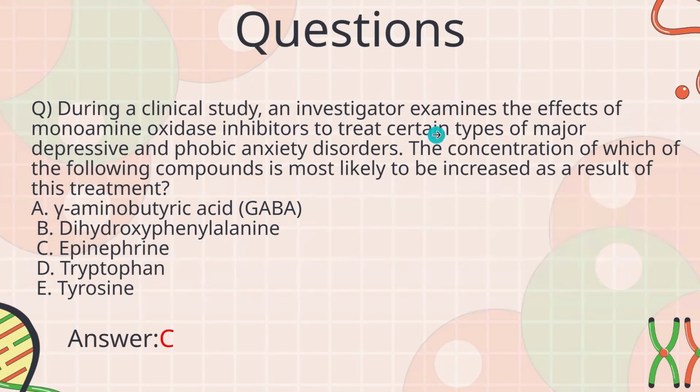Monoamine oxidase inhibitors treat certain types of major depressive and phobic anxiety disorders. The concentration of the following will most likely increase as a result of this treatment. You're going to have increased epinephrine, and because you have the monoamine oxidase inhibitor, you have increased epinephrine and norepinephrine activity. And yeah, because you have the inhibitor here.